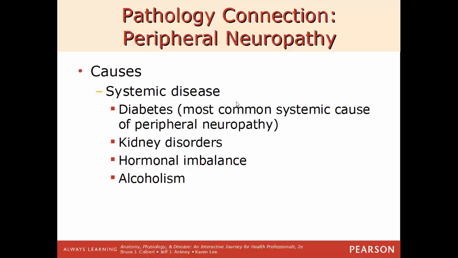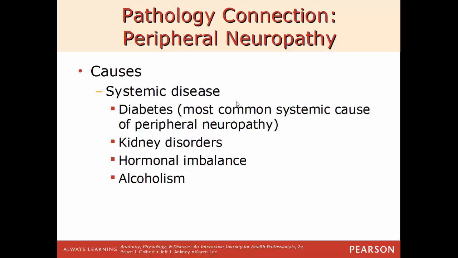This is the most common systemic cause of peripheral neuropathy, and it's the reason why people who are diabetic need to keep track of how well they maintain their feet, because it's very easy for them to lose sensation in the feet, which is why many diabetics end up losing a foot or a leg. Because of the lack of sensation, you don't know if something's wrong in your feet or in your legs. So you may be injured and never know it because the nerves aren't sending information to your brain because the nerves are damaged.